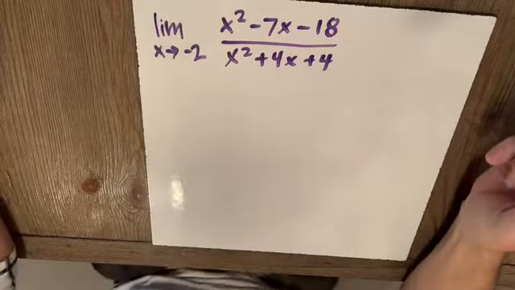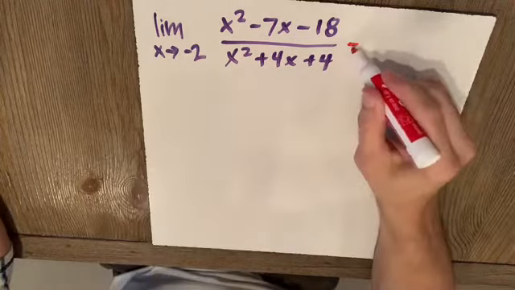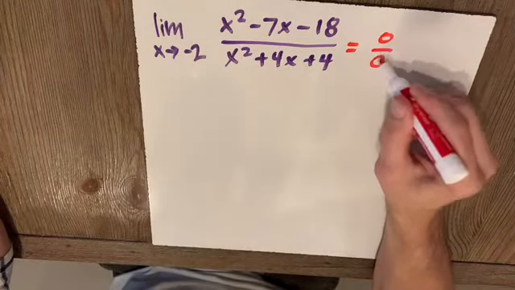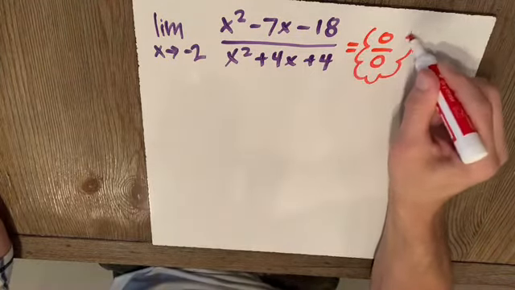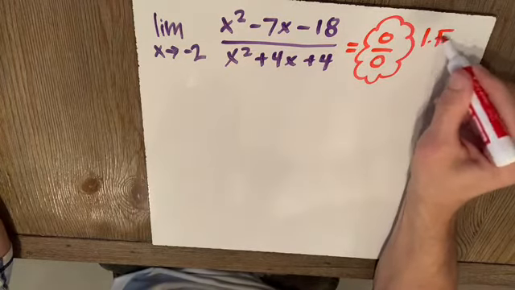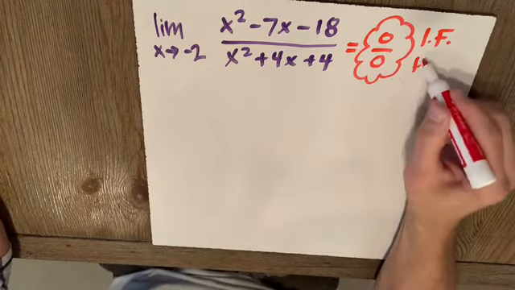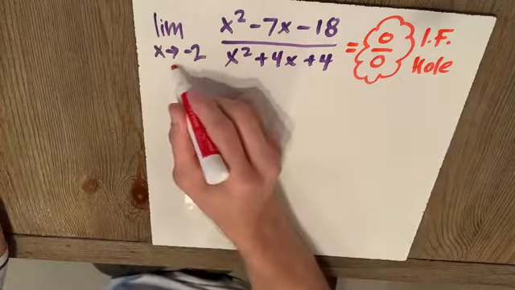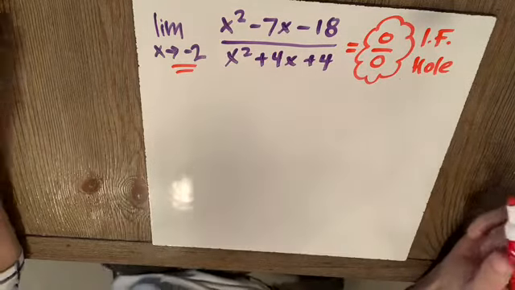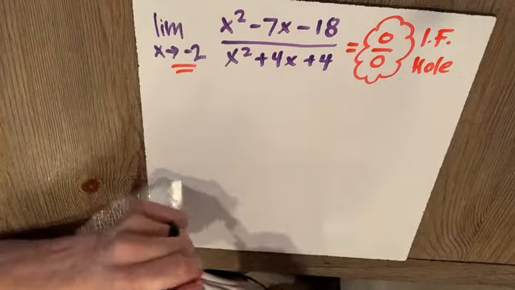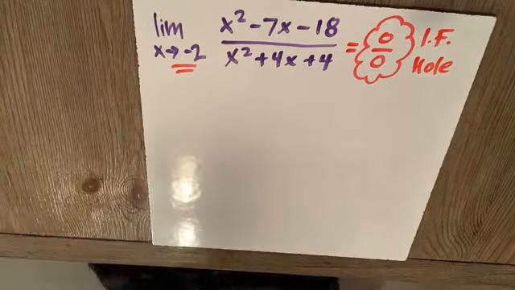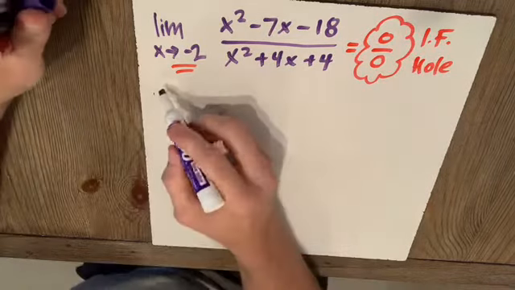Of course, with any limit problem, my plan A is direct substitution. Unfortunately, when I do this direct substitution, I get this indeterminate form, which means there's a hole. A hole where? Well, at the point where x approaches negative 2. So my plan B is going to be factor, cancel, and hopefully use direct substitution.